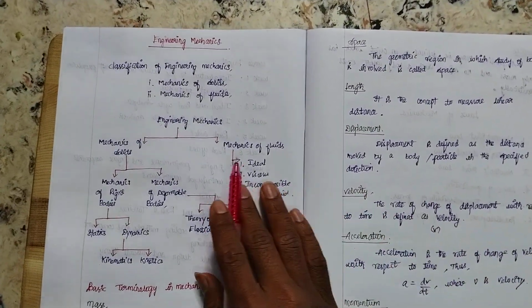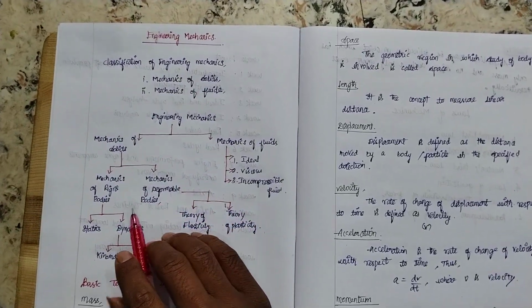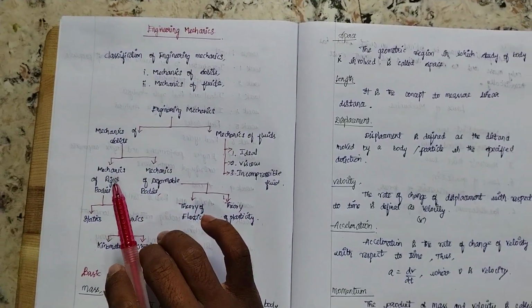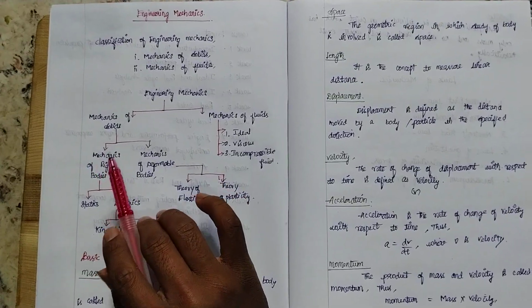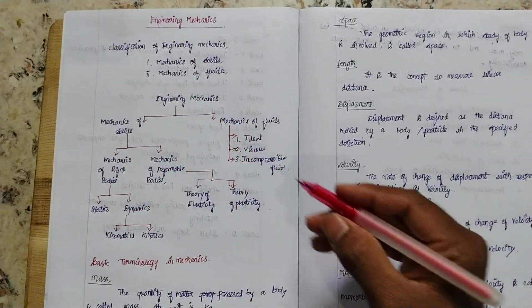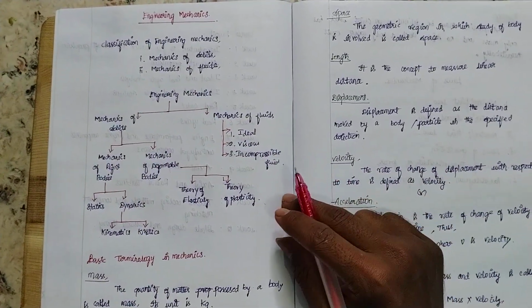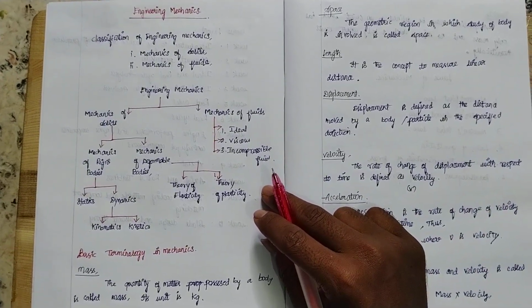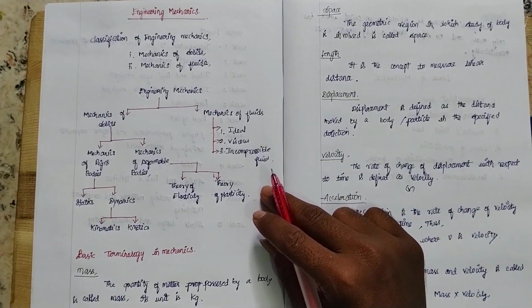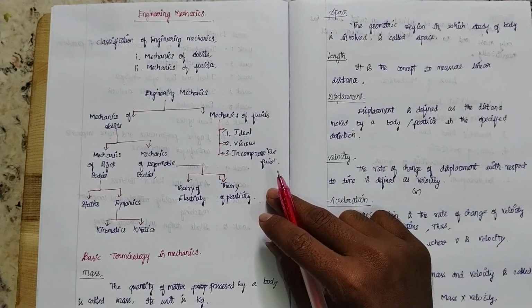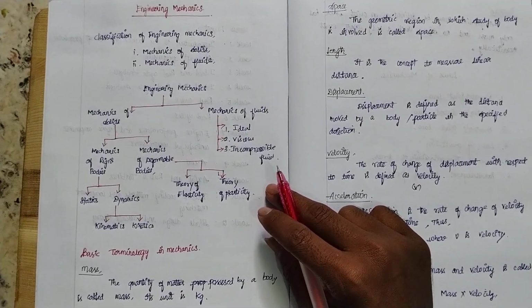In this video, we are going to see the basic parameters and the classification of mechanics. So let us start. What is engineering mechanics? Engineering mechanics is the study of particles and the space and time, and determining the parameters. So that is known as engineering mechanics.